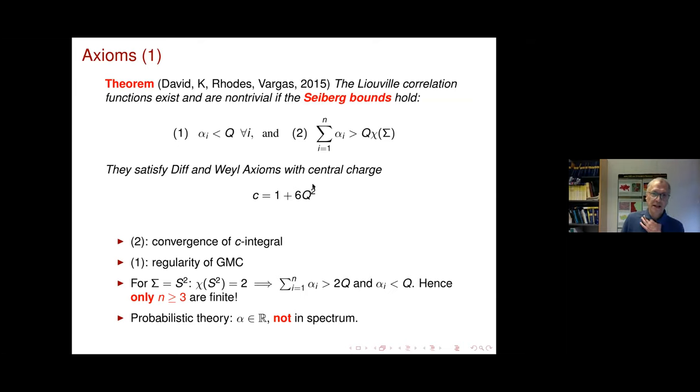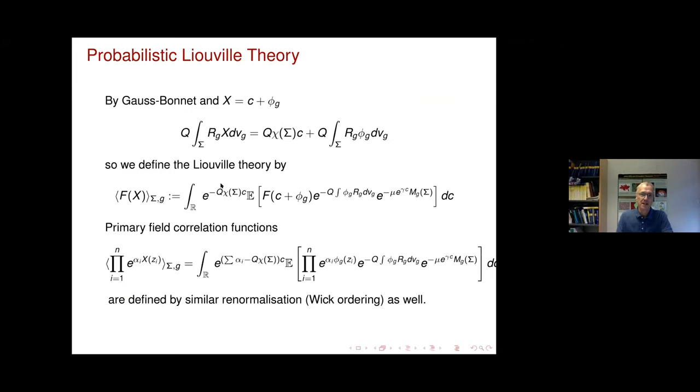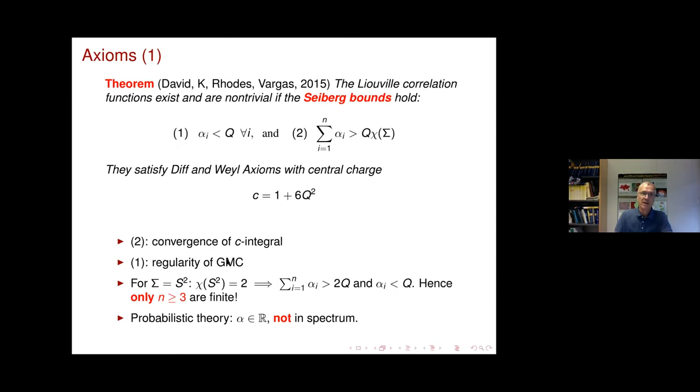which I stated in the beginning, with a central charge which is this explicit number here, depending on the parameter Q, which, if you remember, was a function of gamma. These two conditions are not that surprising if you look at this integral here. Clearly, you need some condition for this simple zero mode integral to converge, because this is exponential in c. When c goes to minus infinity, you get nothing from here, because this disappears. So this thing here has to be negative in order to converge at minus infinity. So that's a simple thing.